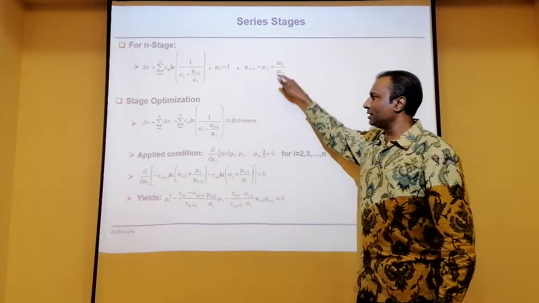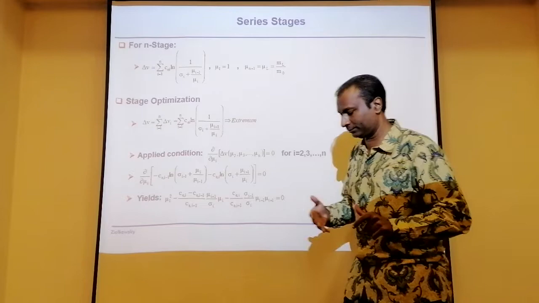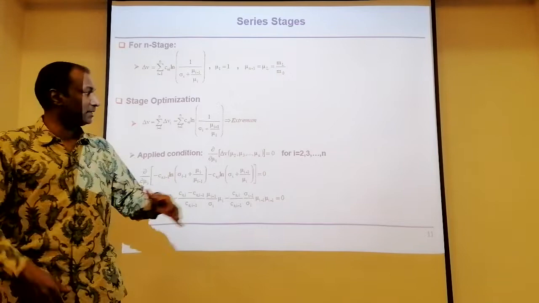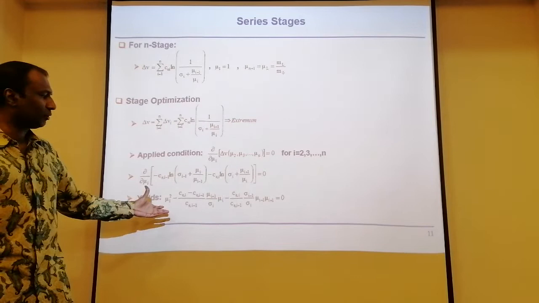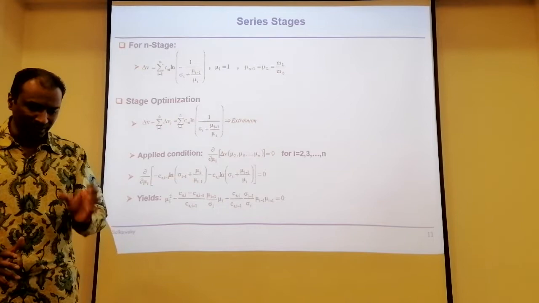So now the problem is this. If you look at delta v, mu is basically the structure ratio, and especially that structure ratio, whether it has been optimized or not. Now remember this, you are putting one structure after another and then you are putting the final structure.